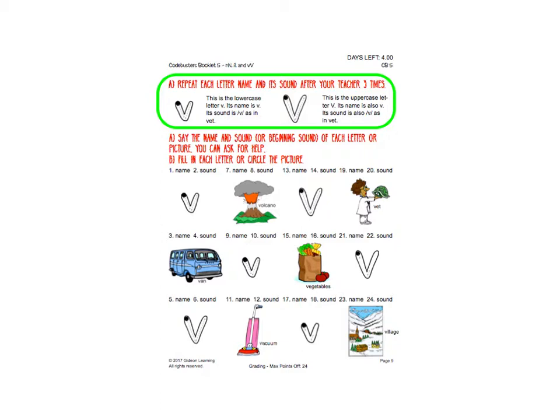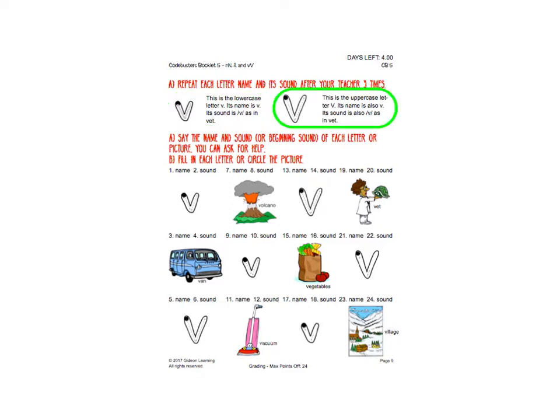Repeat each letter name and its sound after your teacher 3 times. This is the lowercase letter V. Its name is V. Its sound is V, as in vet. And now we'll say the letter name and its sound 3 times. V, V, V. And then we can write our lowercase letter V.